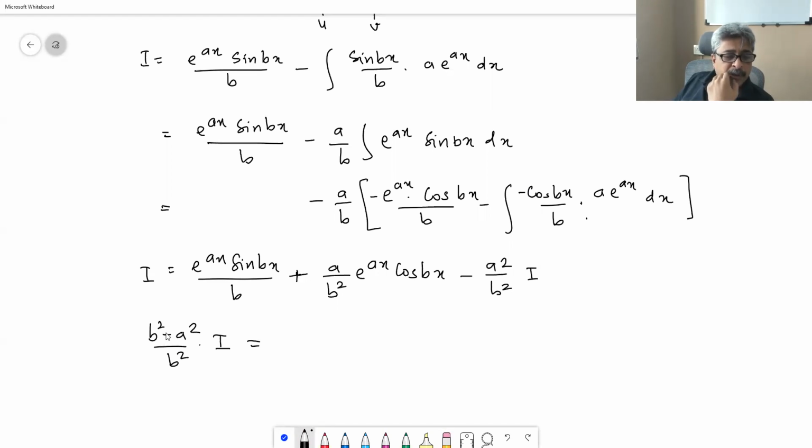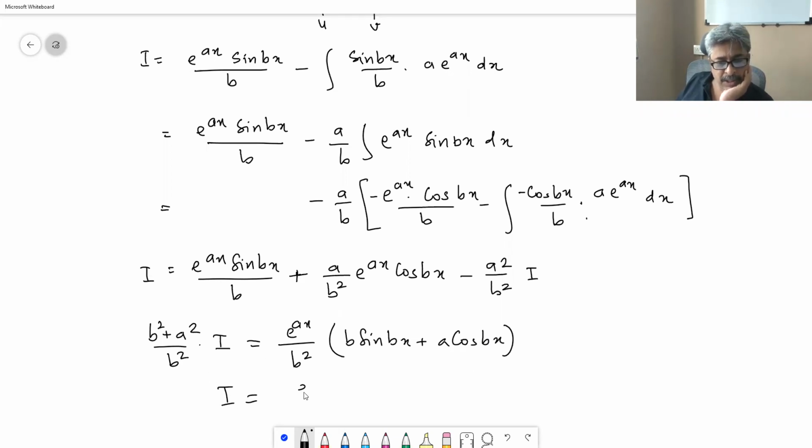and it goes to the RHS, becomes a square plus b square times I is equal to, now if we take the denominator equal to b square and e raised to ax common, then inside the bracket b sin bx plus a cos bx. Okay, and therefore I is equal to, if you multiply this to this side, e raised to ax upon a square plus b square, inside the bracket the first term we should write a cos bx plus b sin bx. This is one way of expressing your integral.